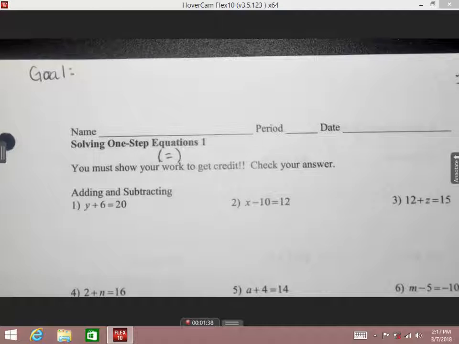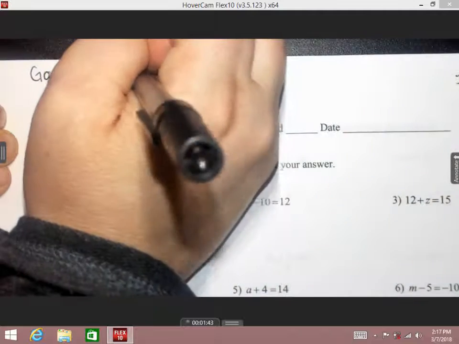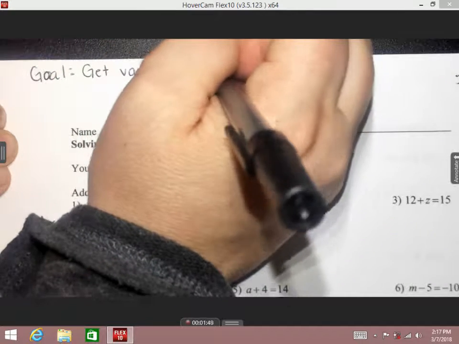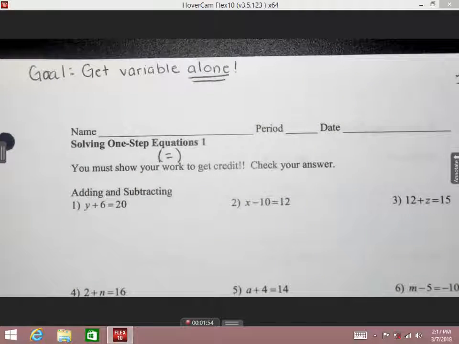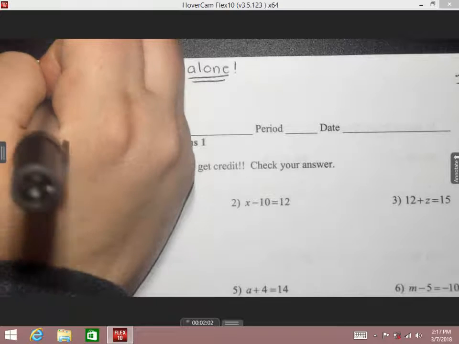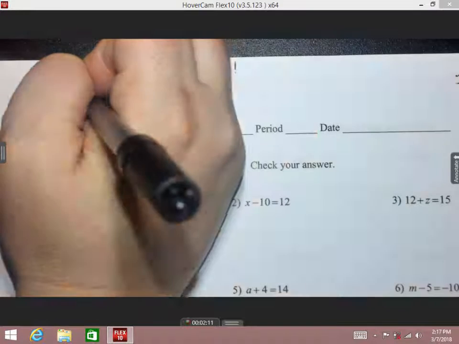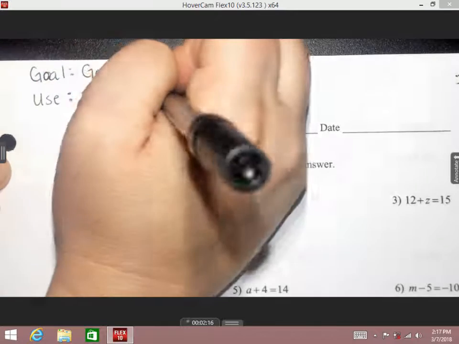We have one goal. Our goal is to get the variable alone. We need to get the variable alone. In order to do that, we're going to use some tools. Some math tools, if you will. In order to get the variable alone, we are going to use something called inverse operations.